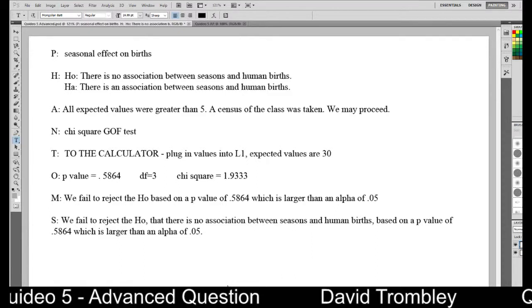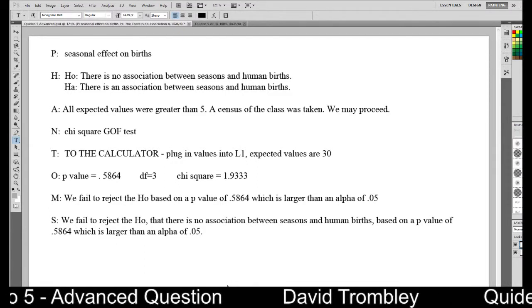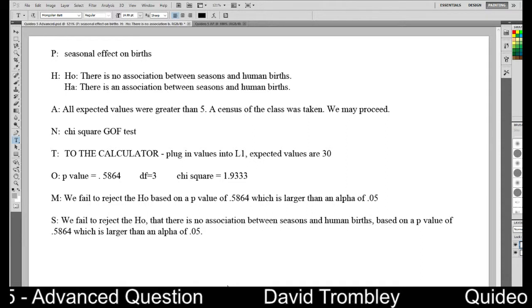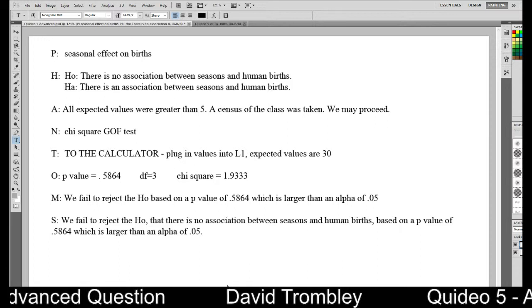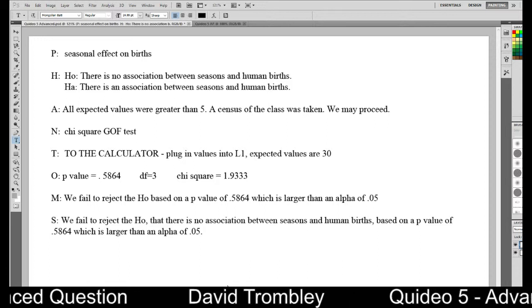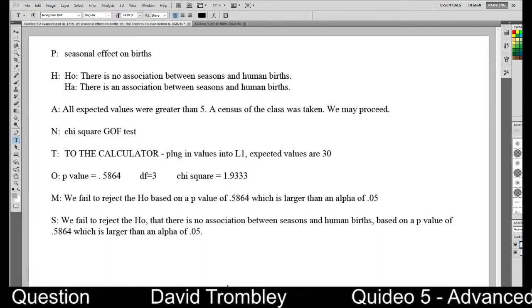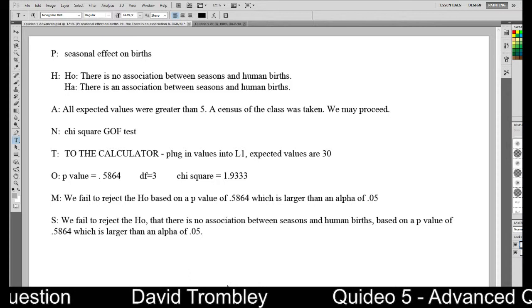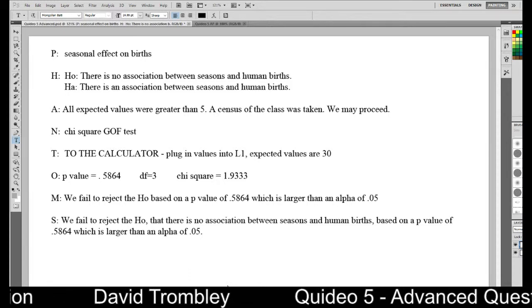Alright, this is the Quideo 5 advanced question. The advanced question asks four things. What are the null and alternative hypotheses? Compute the chi-squared statistic. How many degrees of freedom does chi-square have? And what do you conclude about the null hypothesis at an alpha of 0.05? So using those four things, it looks like the question wants us to do a full PHANTOMS on this.